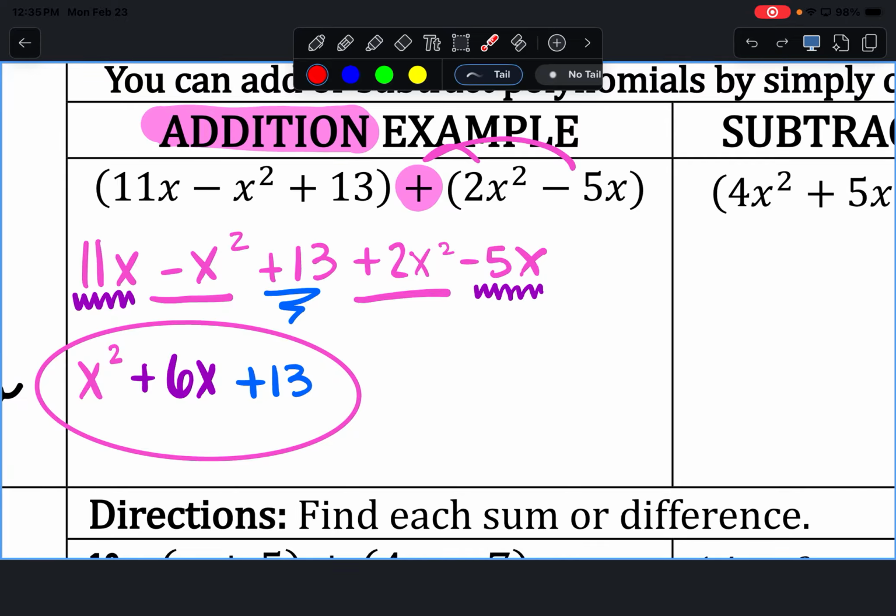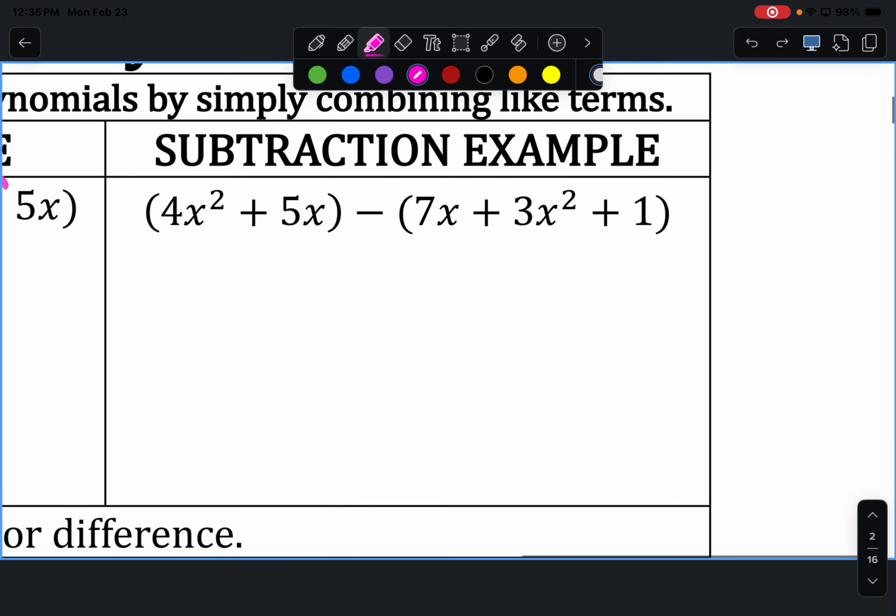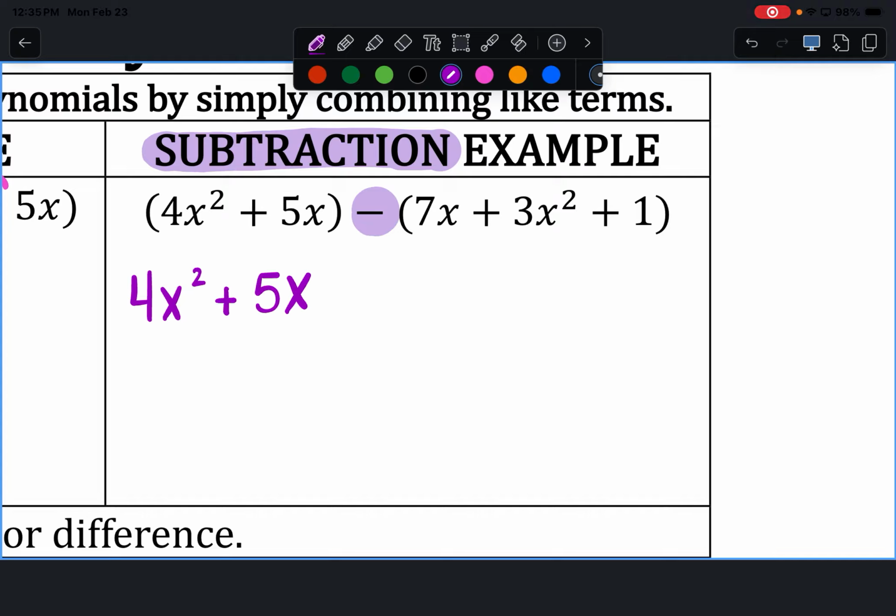Now we're going to look at the subtraction example, okay? So again, when we look at subtraction, okay, we are taking two polynomials and we are subtracting, okay? So the first polynomial, nothing is changing with the first polynomial. It just comes down. So we have 4x squared plus 5x. But what happens when you multiply by something by a negative? The sign changes. So a negative and a positive make a, so we get negative 7x. A negative and a positive is going to make that negative 3x squared. And then a negative and a positive will make that negative 1.